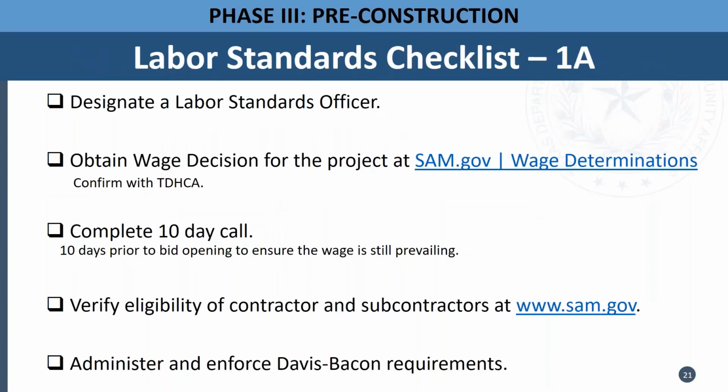Here we've included a checklist for pre-construction. Every subrecipient needs to complete this. So you first have to designate a labor standards advisor, obtain a wage decision for the project through sam.gov, and complete a 10-day call, which means 10 days prior to bid opening, you need to make sure that the wages are still accurate. Then verify eligibility of the contractor and subcontractors, again through sam.gov, and administer and enforce Davis-Bacon requirements.